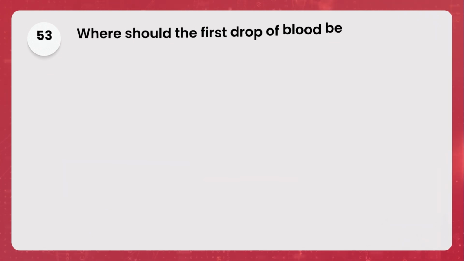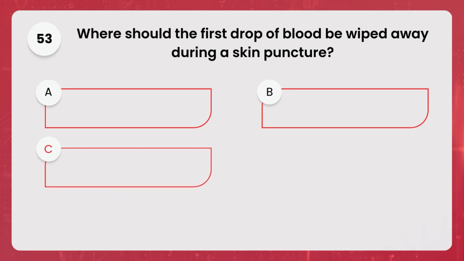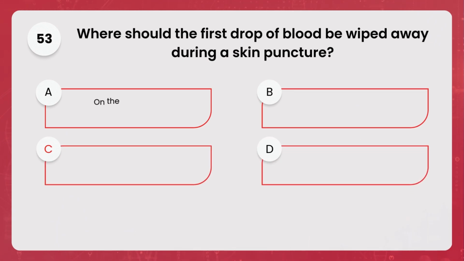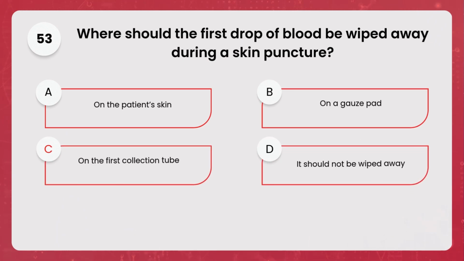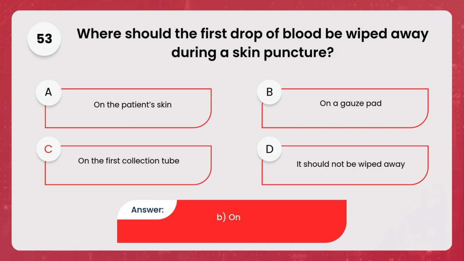Number 53. Where should the first drop of blood be wiped away during a skin puncture? A, on the patient's skin. B, on a gauze pad. C, on the first collection tube. Or D, it should not be wiped away. The answer is B, on a gauze pad.